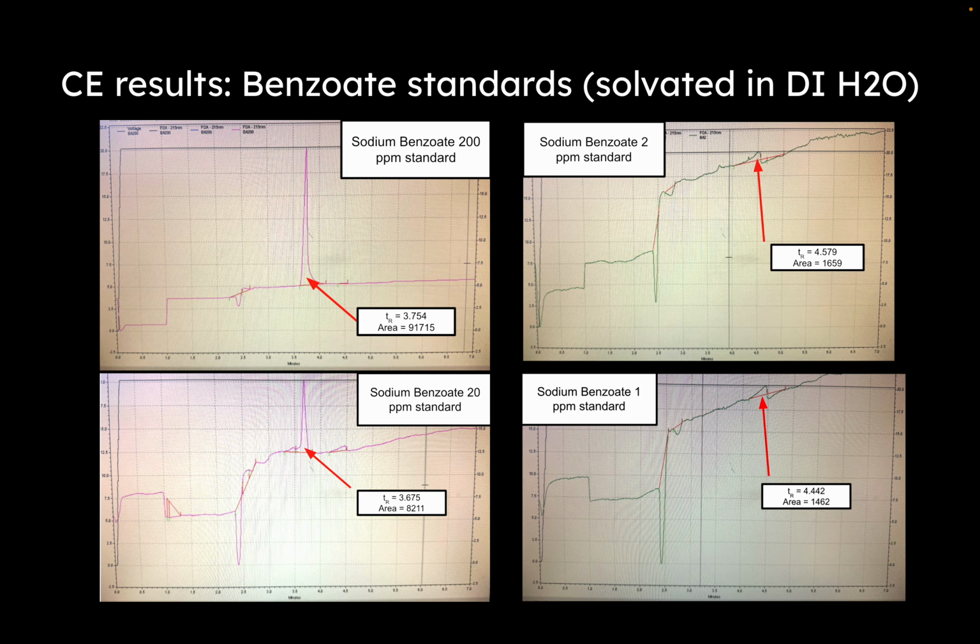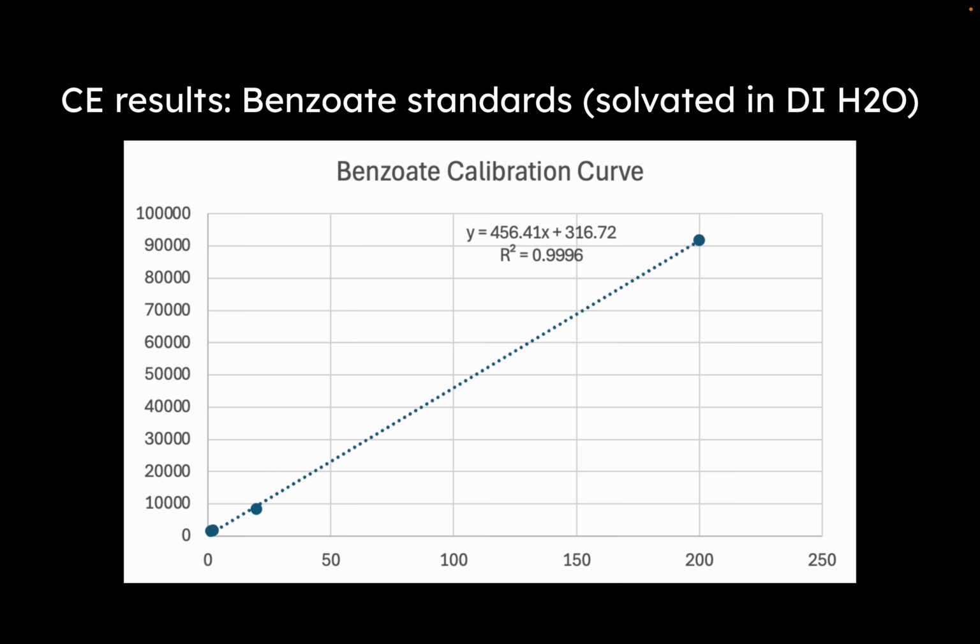Anyway, let's continue. I got a really good R² value among all three. So I'll take it. Not great, I'm not going to lie. The benzoate standards weren't the best, but for what data I got, I'll take it. It's good. We'll see later.